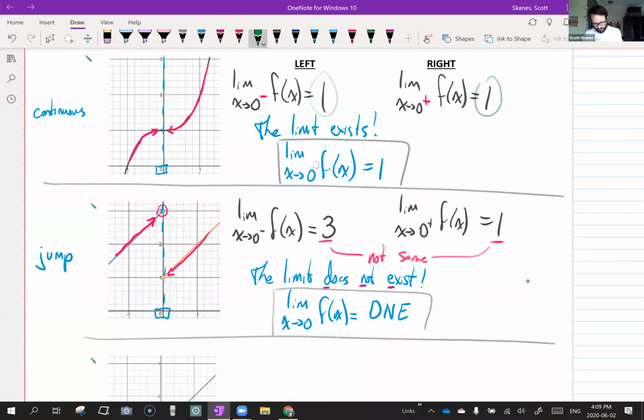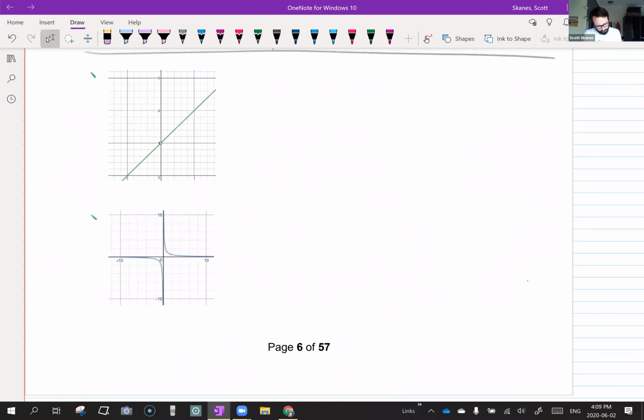Just like these were the same. If they're the same, the limit exists. If they're not the same, the limit doesn't exist. Okay? It's okay? That's all we're going for. Simple concept, just a very new concept, I'm sure. Let's do 2 more.